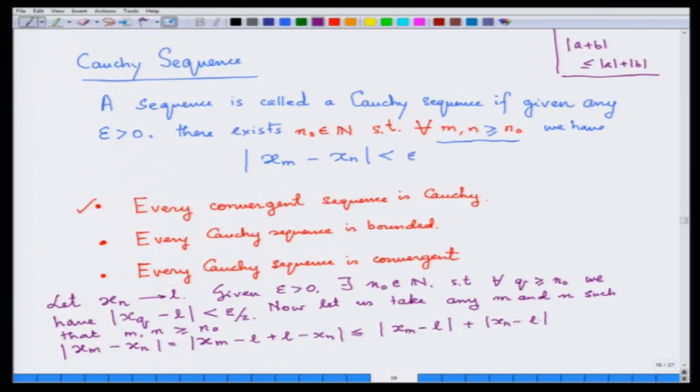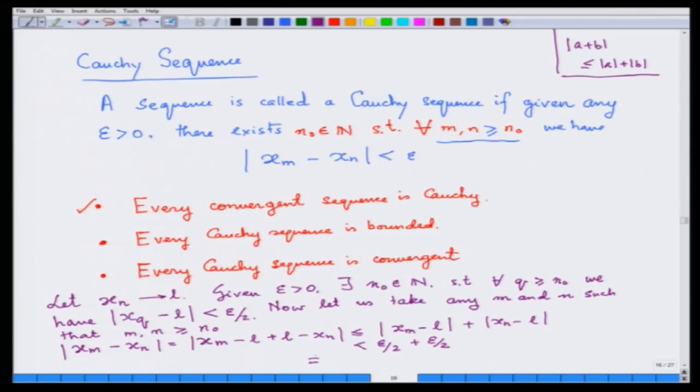So, what we have got before that: once I am given an epsilon, I will consider epsilon by 2, and I will find an n naught such that for whatever q I take which is bigger than n naught, x q minus L would be strictly less than epsilon by 2. But I have taken m and n such that m and n are bigger than n naught. So for this n naught, x of m, because this is one of the q's, is strictly less than epsilon by 2, and x of n is also strictly less than epsilon by 2.